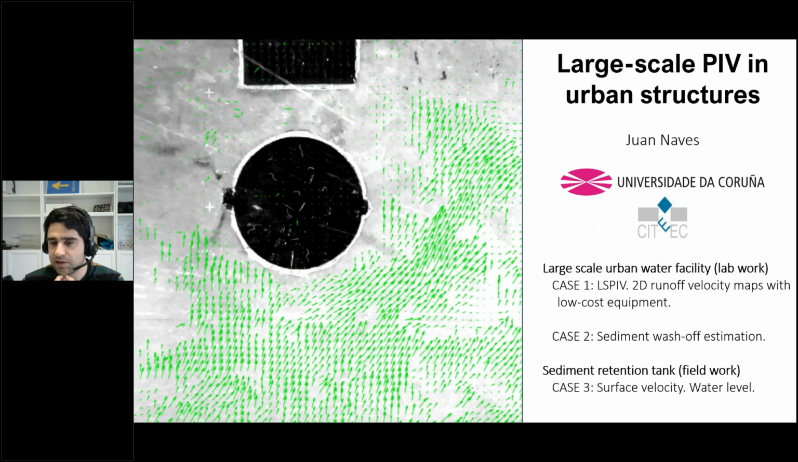The second case is how we are trying to measure or to take something from some sediment wash-off experiment that we carry out in the same facility. And then very briefly, a third case about how we are trying to start transferring all of this knowledge and all of this experience to field work in a sediment retention tank.